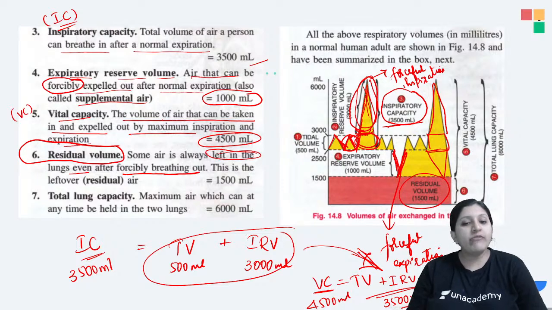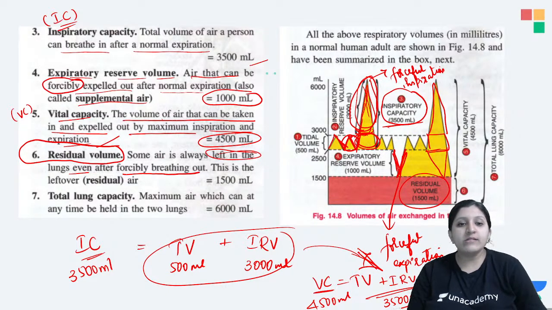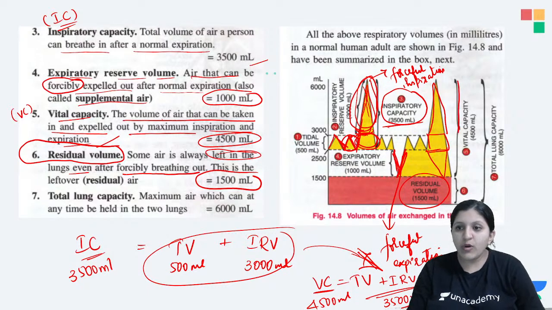Even after you do that, there is some amount of air still left in your lung. Here it may not be just the lung; it can be with respect to the bronchi, the bronchioles, or the trachea also. So the air that is still remaining, we call the residual volume, and that is 1500 ml. You can see this one was vital capacity. It includes forceful inhalation, forceful exhalation, and normal breathing in and out.